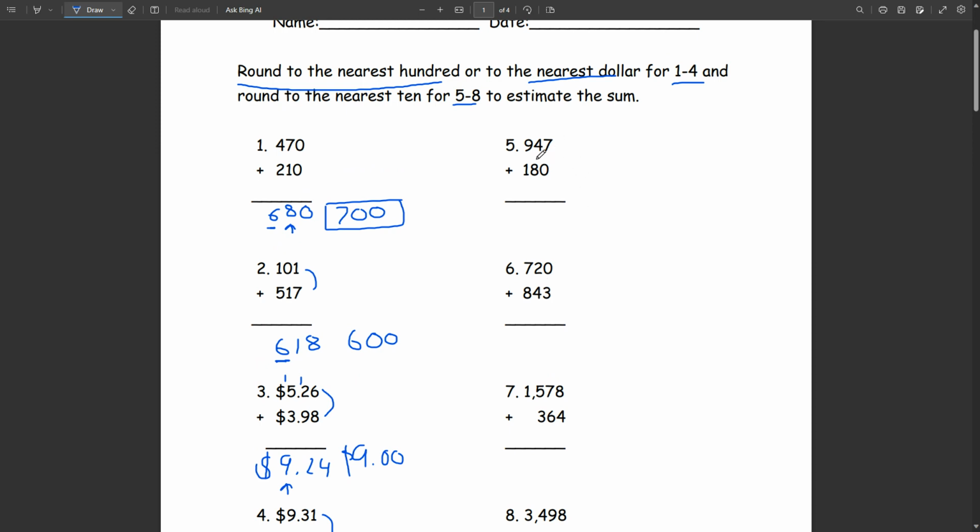So number 5, it says to round to the nearest 10 for numbers 5 through 8. So we're going to round to the nearest 10. Since this is 7, it's 5 or above, so we're going to add 1 to this 4 to make it 950. And this one is just 0, so we don't round up, so we just keep it 180. All right, so 0, 5 plus 8 equals 13. 9 plus 1 equals 10. And then 10 plus 1 equals 11. So we get our answer 1,130.